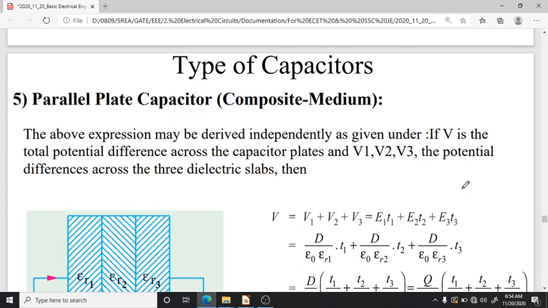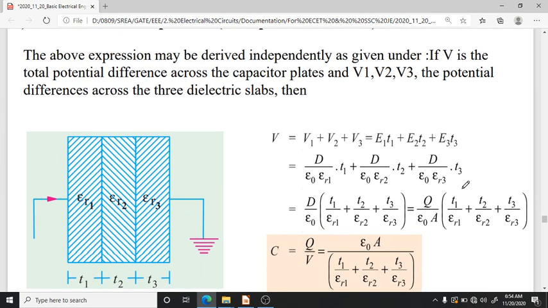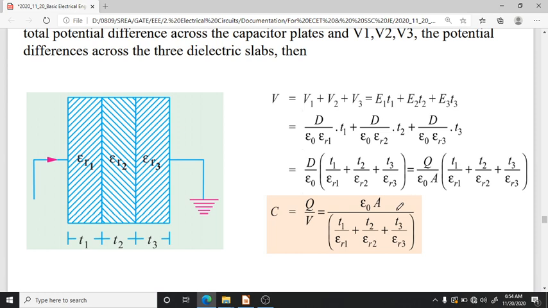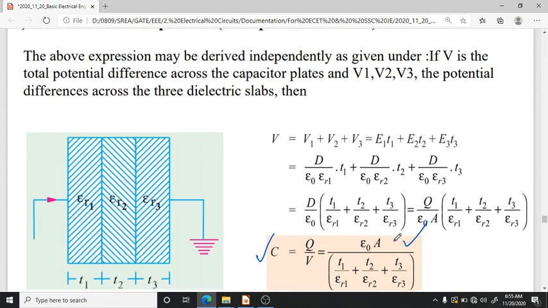Okay, then another type of capacitor is the parallel plate composite capacitor. Composite capacitor means different dielectric materials are there: up to T1 some dielectric material, up to T2 some other dielectric material, up to T3 some other dielectric material. When it is like this, using the earlier concepts, you can derive the total capacitance. The total capacitance formula is like this: Q by V, permittivity times A by the sum of thicknesses over relative permittivities. You need to remember this formula for parallel plate capacitors when a composite medium is connected.